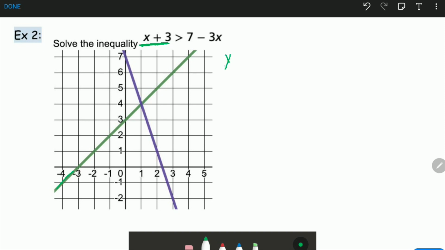I'm going to try to keep the colors the same. So y equals x plus 3 is my green line. And that makes the other one, the purple line, y equals 7 minus 3x. I'm going to label like that.